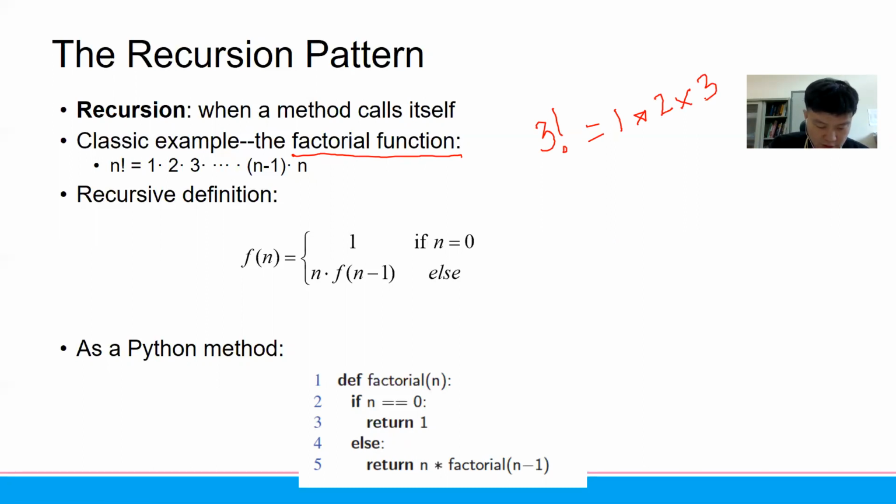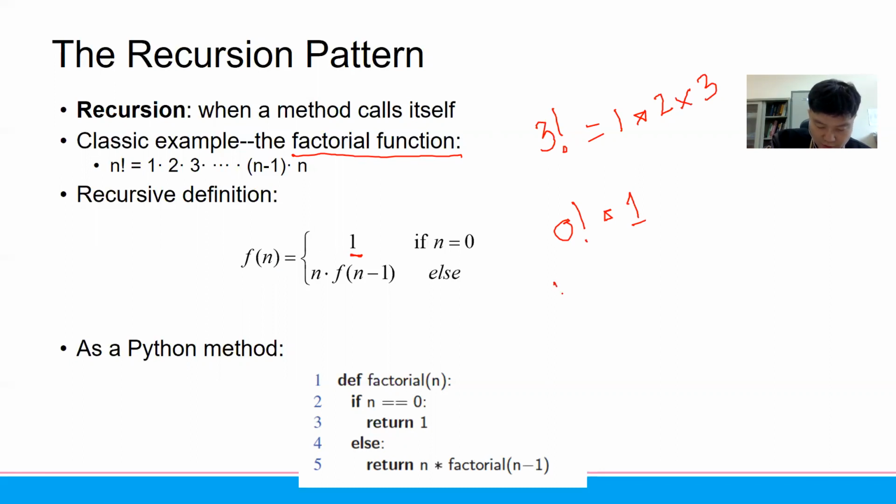So with this recursive function here, it is defined with f(n). f(n) is a function. It will be 1 if we have n equals 0. So if it is 0 factorial, then it is 1. What about if n is not 0? Then it will be n multiplied by f(n minus 1).